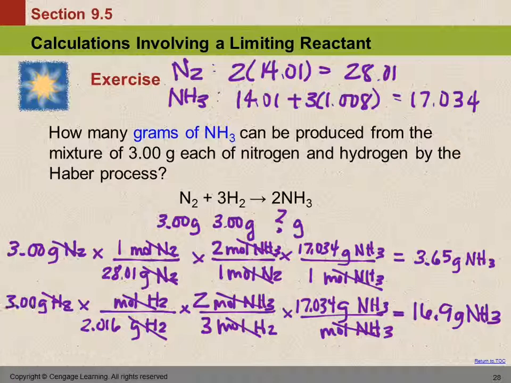And when you're putting this into your calculator, go straight from left to right, top to bottom. So 3 times the top, divide by the bottom, times the top, divide by the bottom. Go straight across like that, and then you won't have any problems. So we got two numbers here. What's our answer? It's the smallest one. Just choose the smallest one. It's asking how many grams of ammonia can be produced. And so this is our answer, 3.65 grams of ammonia.